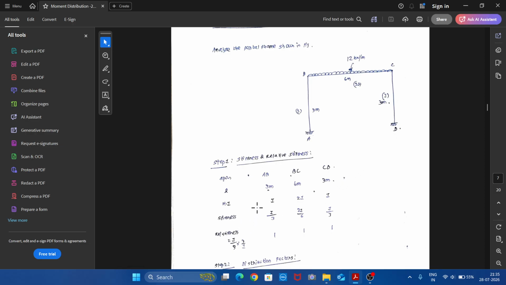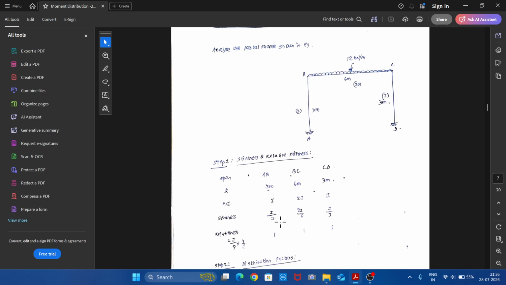Stiffness. If I consider support A, it is fixed and B is continuous, C is continuous and D is fixed. Here no support is freely supported or hinged, so 3 by 4 I by L will not arise here. Everything will be I by L. So here I divided by 3, here 2I divided by 6 and here I divided by 3.